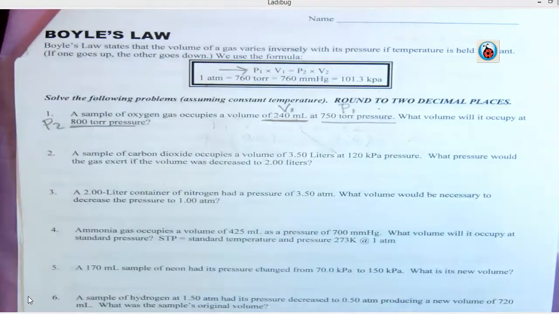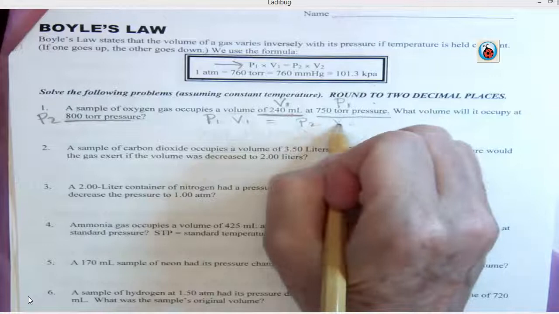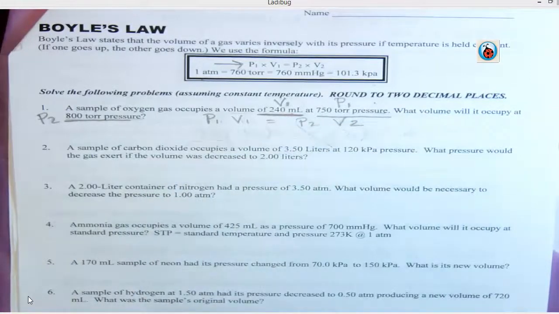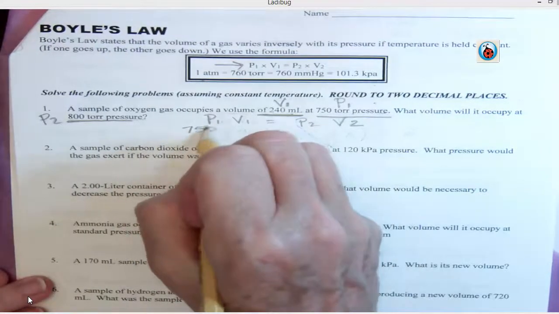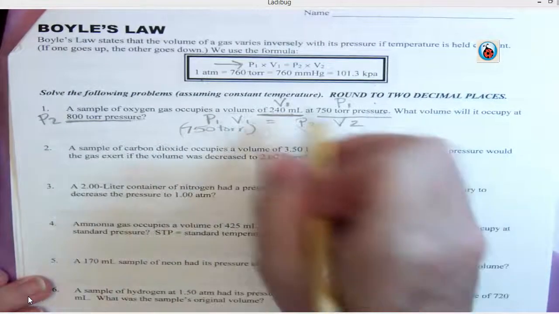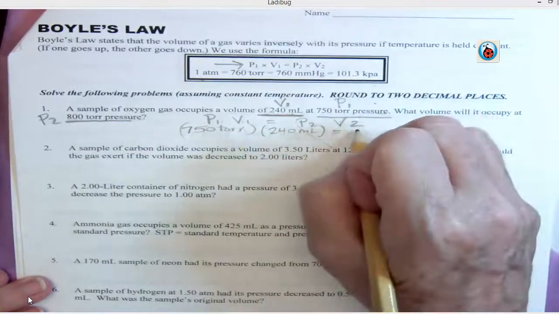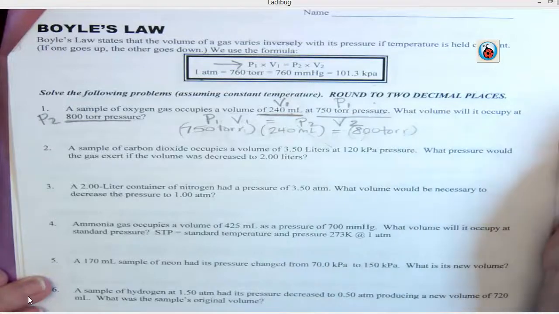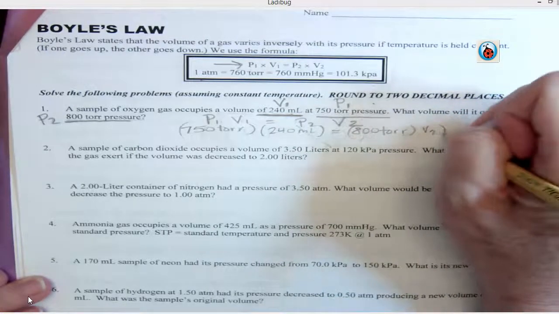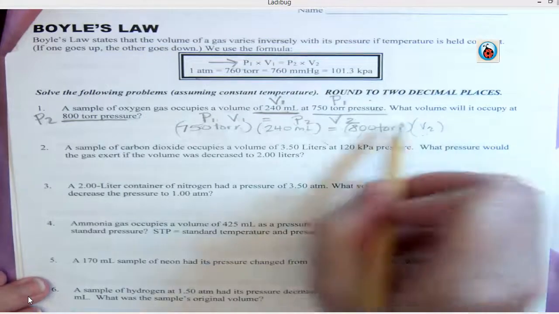So there's our P2. All right, like I told you in the notes, we're going to write down our formula every time so you know what numbers to plug in. So read the problem, write the formula, plug in the numbers, and then solve. Okay, so P1 is 750 torr. Volume 1 is 240 mL equals P2, which is 800 torr, times what? V2, which we don't know. And you can put V2 or X, whatever you want to do right there. Okay, but we know we're missing the second volume, the final volume, right? So we want to solve here.